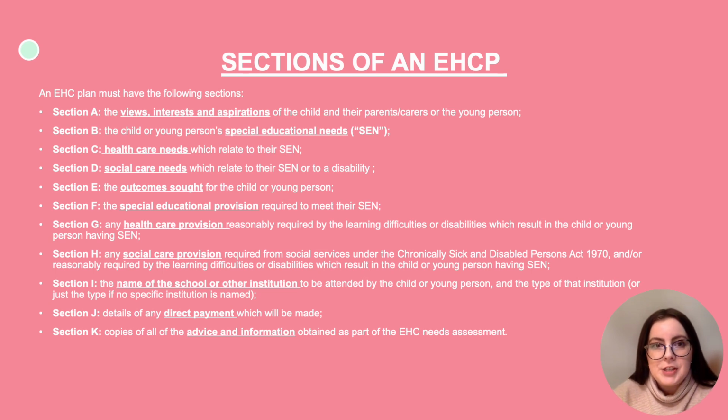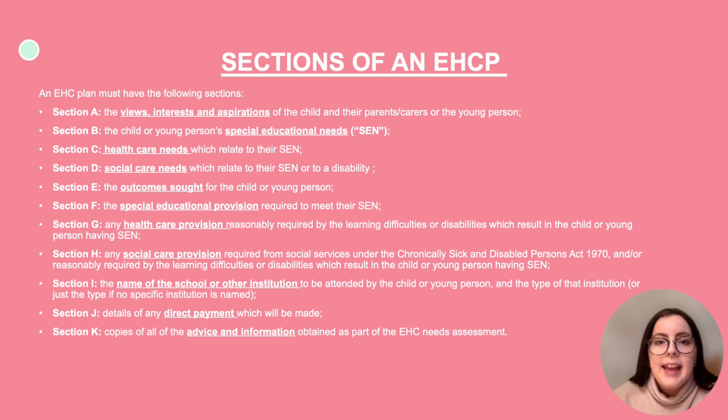So what are these sections? What should be in an EHCP? An EHCP must have the following sections. Section A, the views, interests and aspirations of the child and their parents or the young person. Section B, the child's or young person's special educational needs. Section C, health care needs which relate to their SEND. Section D, social care needs relating to their SEND. Section E, the outcomes sought for the child or young person. Section F, the special education provision required to meet their SEND.